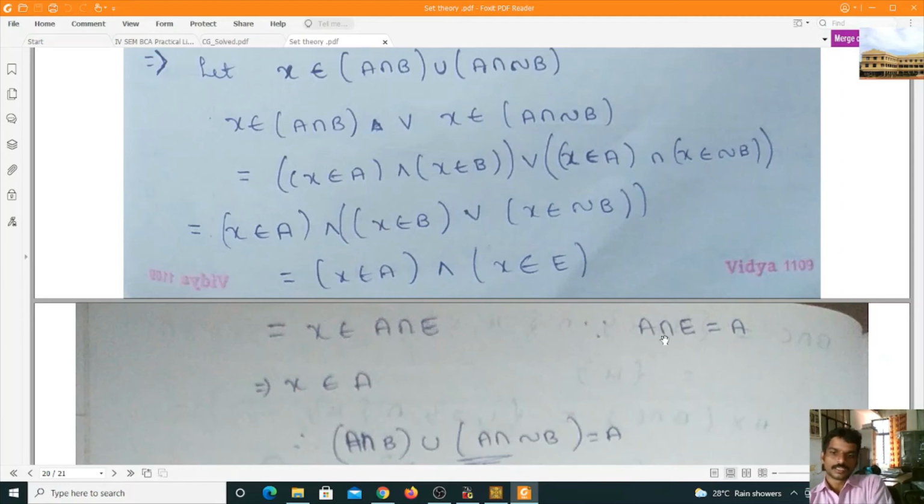Now A intersection E is equal to A. The intersection rule of any set with the universal set is equal to the same set only.